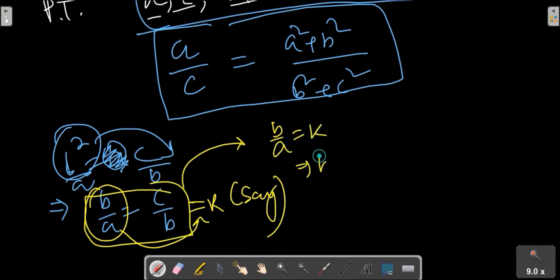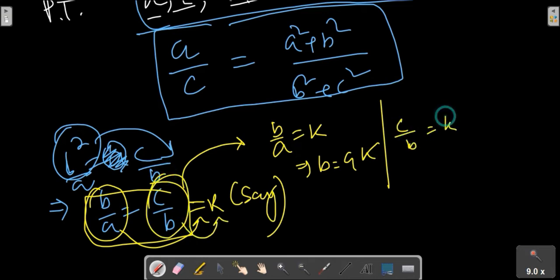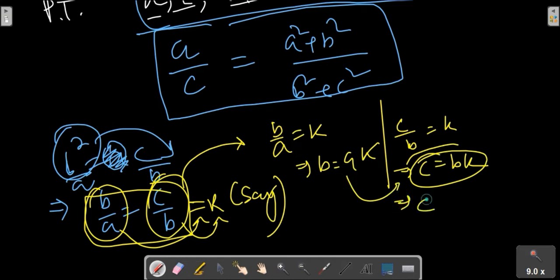B is equals to AK, and from the second equation, C by B is equals to A, so we are getting C is equals to BK. Now if you put this value of b in this equation, c is equals to b into k. In the place of b I'm writing ak into a, so I'm getting a k square, right?